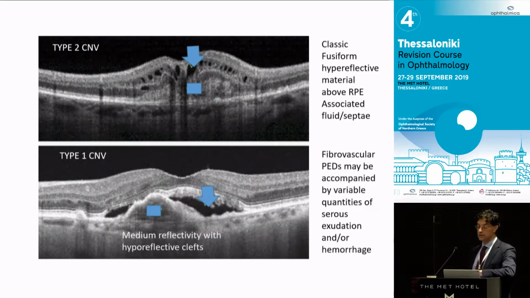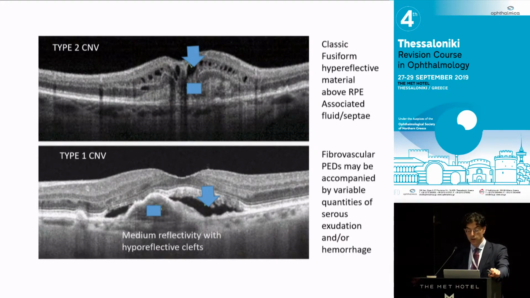So this is OCT comparing a type 1 CNV. If you remember the cartoon, under the RPE, there's leak above it, and a type 2 CNV where you have the RPE here. It's not elevated. There's a focal break here. There's either subretinal fluid or subretinal hyperreflective material or blood, and maybe intraretinal fluid, depending on the activity.